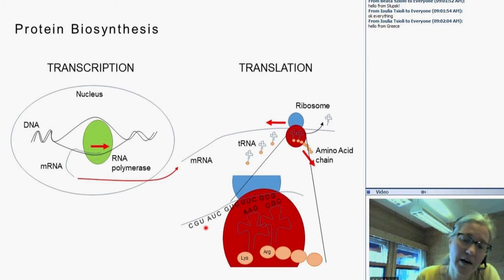So every 3-letter code codes for one specific amino acid. Sometimes different codes code for the same amino acid. So not all letter combinations lead to a different amino acid. But yeah, that would be going too much into the details.